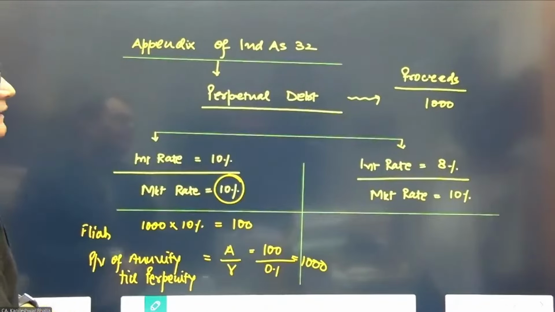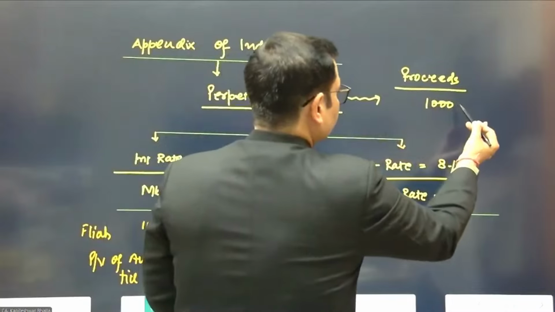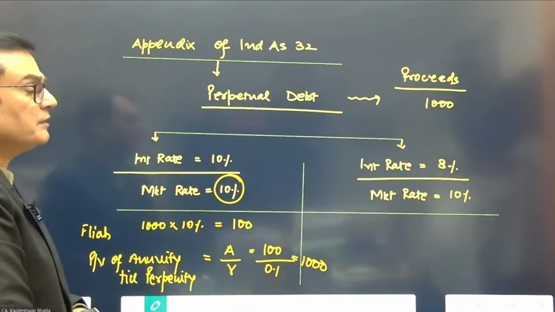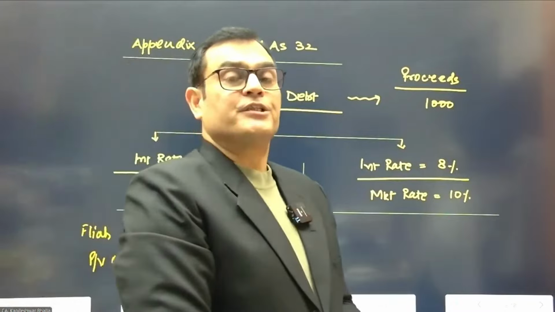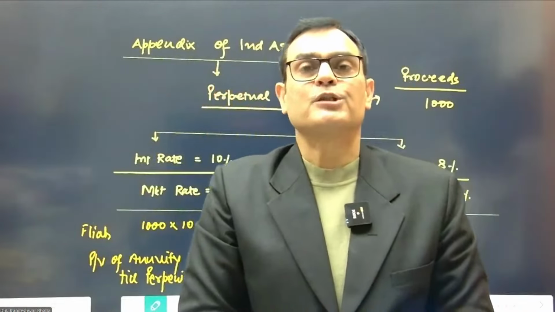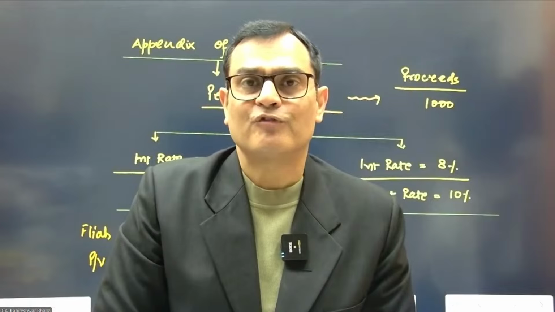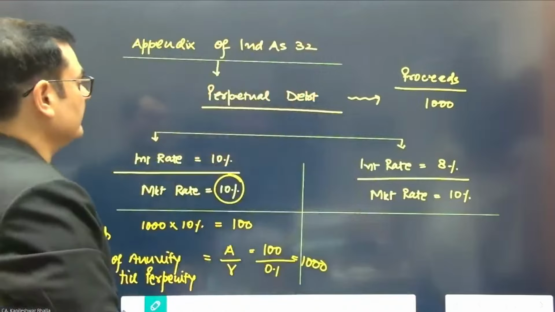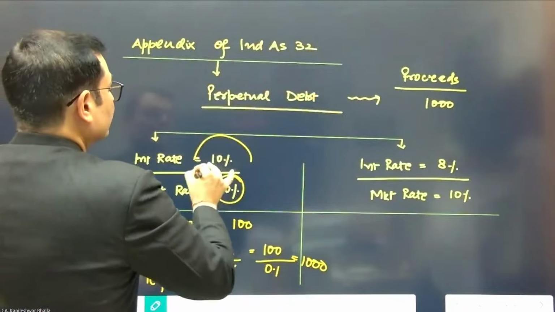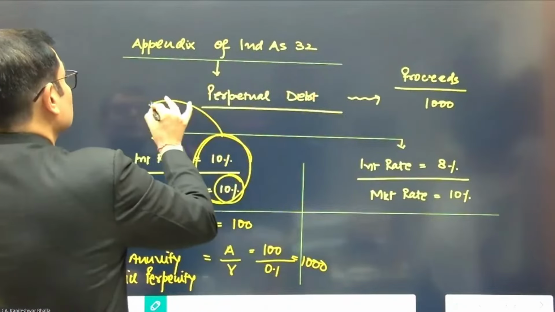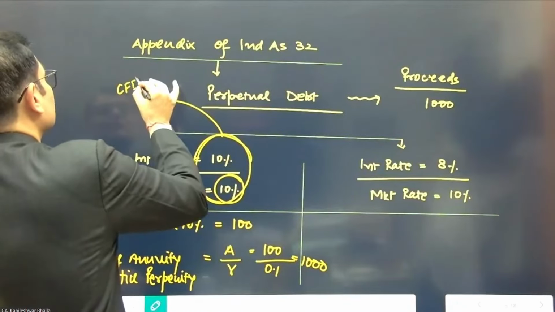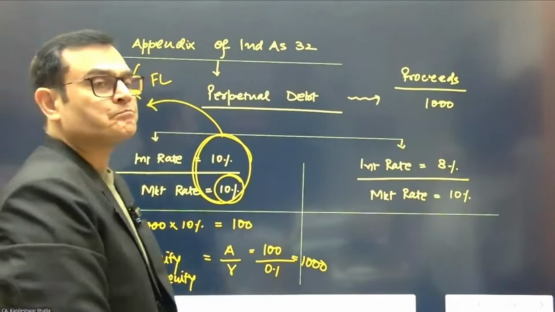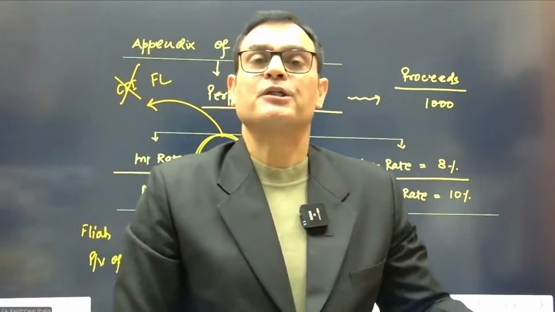Now, please tell me, if the proceeds are 1,000 and the liability is 1,000, is there any equity element? No. If there is no equity element, then can it be a compound financial instrument? No. Which means in this particular case, when the interest rate and the market rate are the same, trust me, this is not a case of CFI, but it is a case of a financial liability.